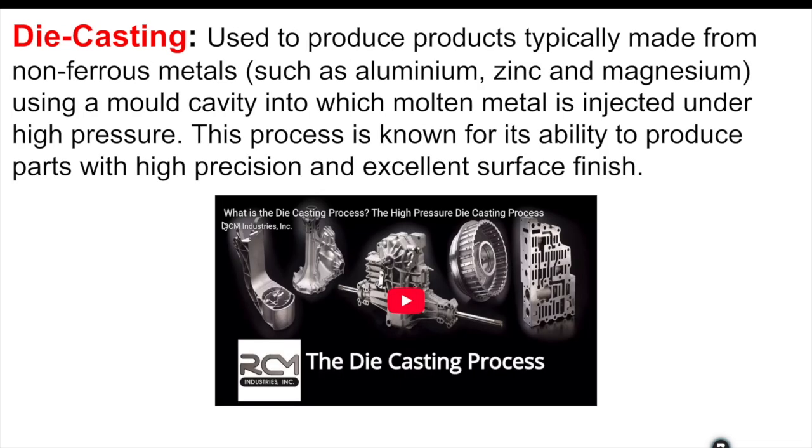Die casting is used to produce parts typically made from non-ferrous metals, such as aluminum, zinc, or magnesium, using a mold cavity into which molten metal is injected under high pressure. The process is known for its ability to produce parts with high precision and excellent surface features. And again, please watch this video to get a sense of what that looks like.